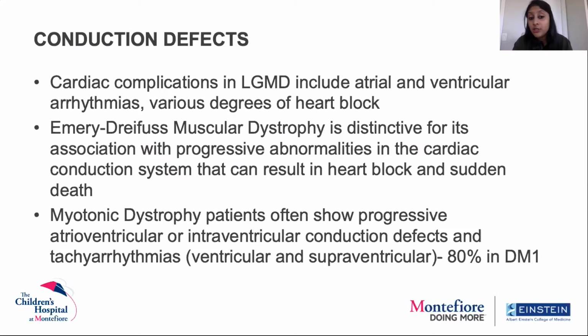In patients with myotonic dystrophy, we see conduction abnormalities pretty commonly, almost 80% when you have type 1 myotonic dystrophy. We see patients with conduction defects. So the upper chambers of the heart and the lower chambers of the heart don't really talk to each other, and they're pumping at their own separate rates, which sometimes results in not enough blood being pumped to the body because they're just beating at their own rates, and they're not really talking to each other.